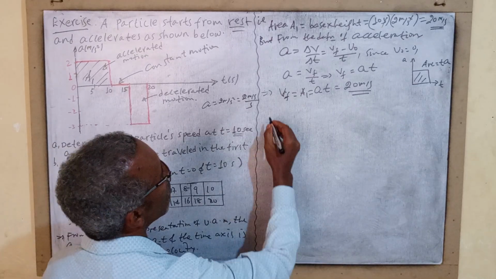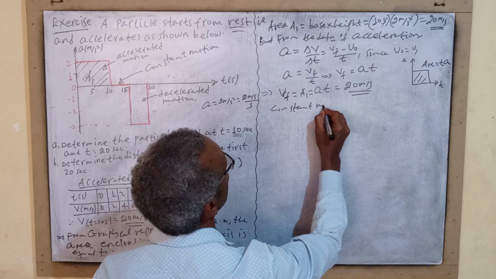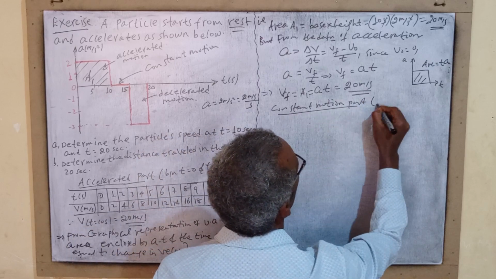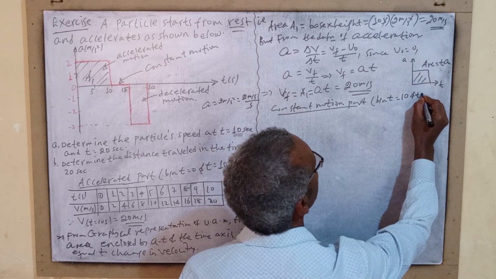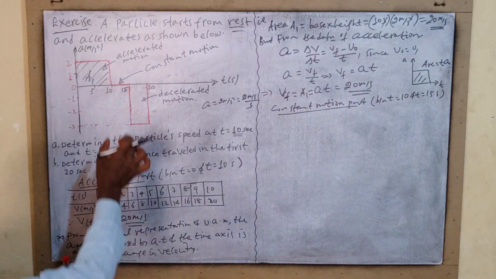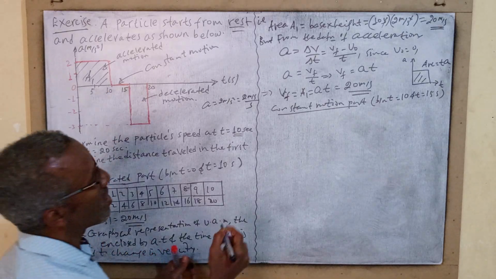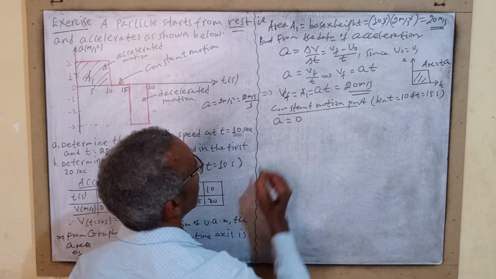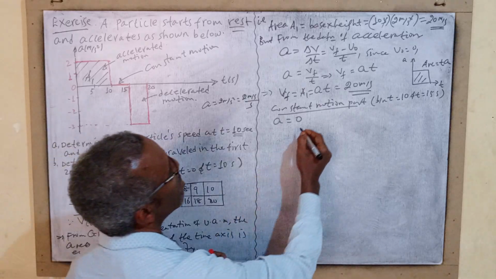The next part is the constant motion part. This is between t equals 10 and t equals 15 seconds. For the constant motion part, the acceleration is 0. The acceleration is 0 because it's moving with constant velocity or speed.